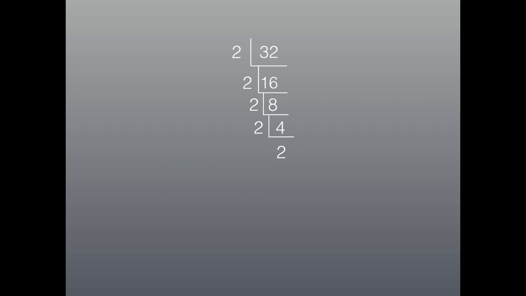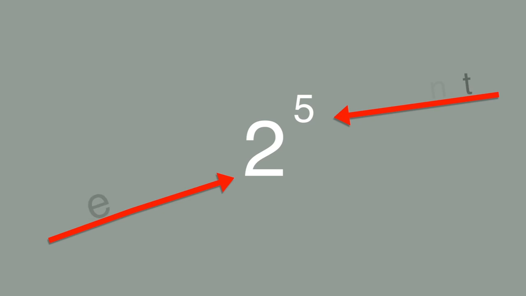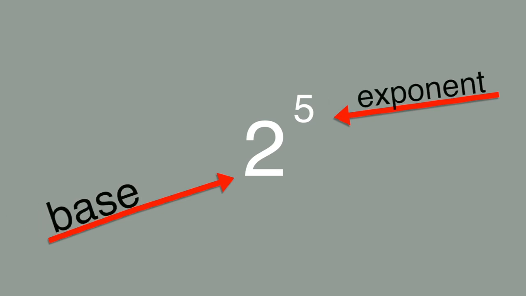2 is a prime number and it can only be divided by 1 or itself. So your prime factorization of 32 is 2 times 2 times 2 times 2 times 2. Since you have 5 factors of 2, you can write your prime factorization in exponential form, which would be 2 to the 5th, or 2 to the 5th power.